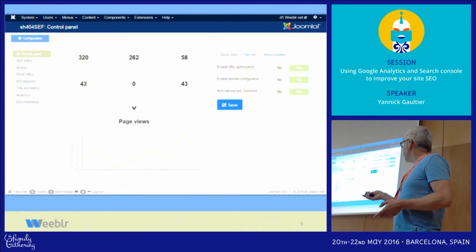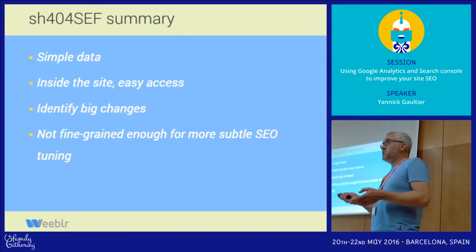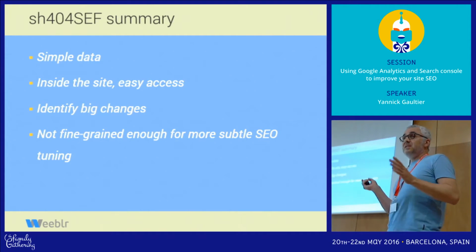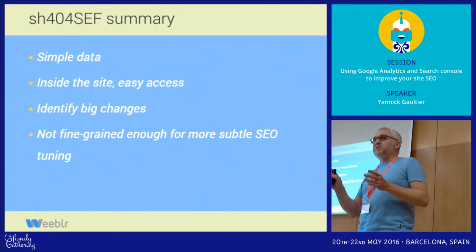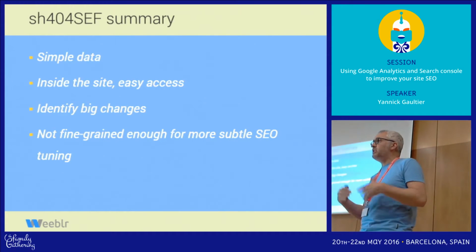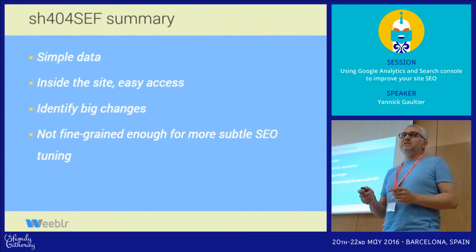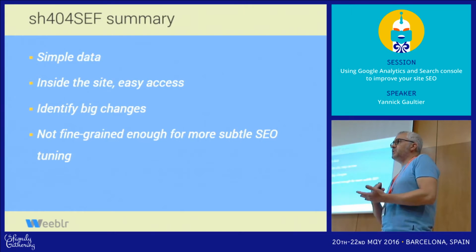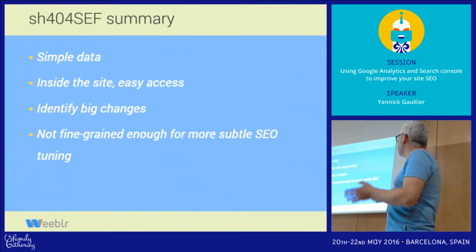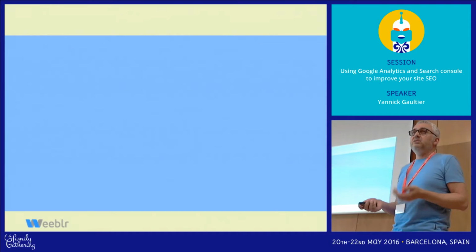So the point is, with tools like SH447 for the basic Google Analytics dashboard, you get very simple data. It's easily accessed. It still matters because this is where you're going to see the big changes. If suddenly all your page views drop by 50%, there's something wrong and you need to act now. But all of this is not detailed enough to really use on a day-to-day basis when you want to do SEO, when you want to do marketing. So the next slides are going to be about how we do it.